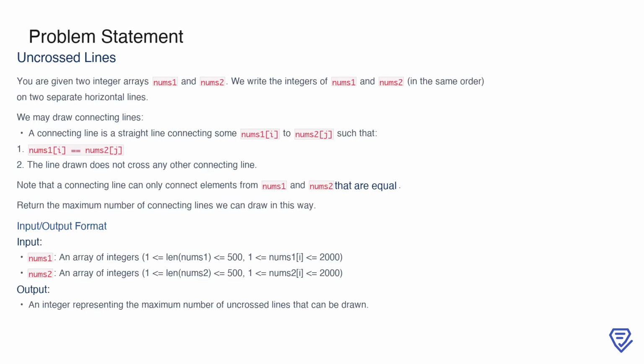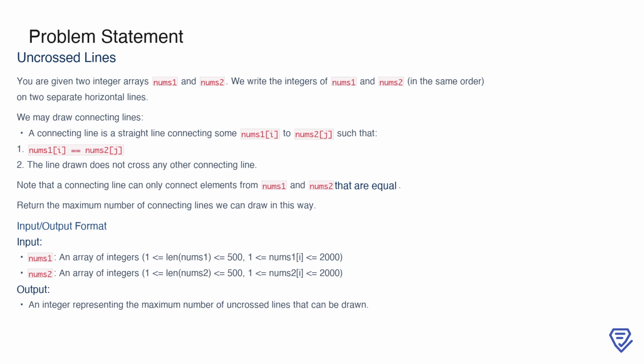In this problem, we're tasked with finding the maximum number of uncrossed lines that can be drawn between two integer arrays, nums1 and nums2. Imagine writing the elements of nums1 and nums2 on two parallel horizontal lines. A connecting line can be drawn between an element in nums1 and an element in nums2 if, and only if, the two values are equal. However, there's an additional constraint: these lines cannot cross. The goal is to determine the maximum number of such valid, uncrossed lines that can be drawn.